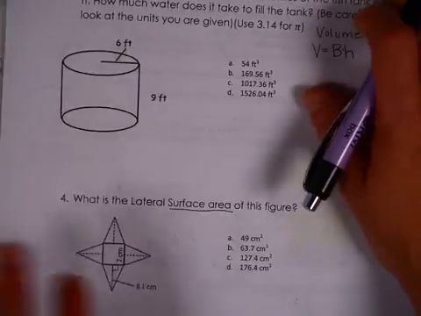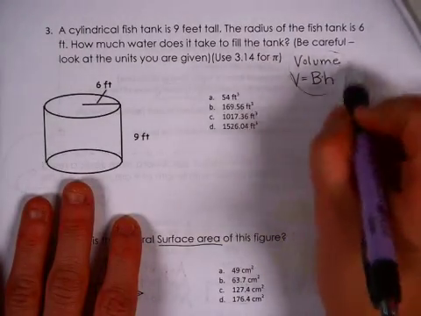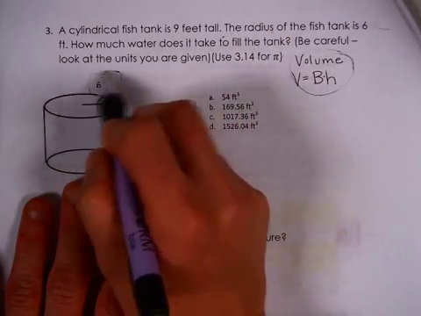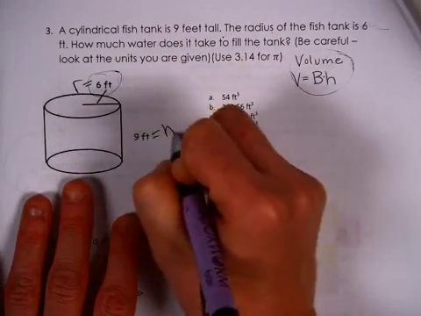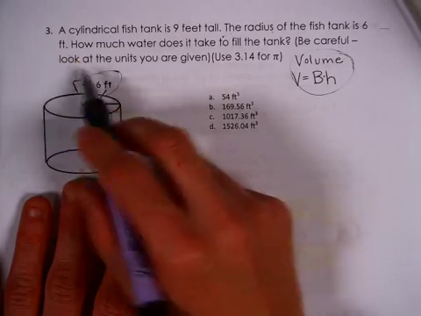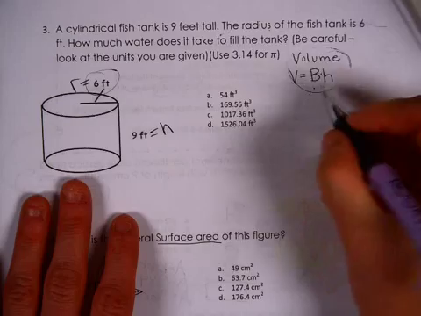Okay. Cylindrical tank. And it says it's going to be volume. It says the radius of the fish tank is 6, as it's shown. So this is the radius. And this is the height. How do you find it? All right, so here's my formula. I even gave you that in this one.